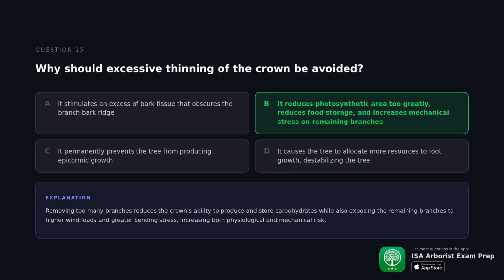The correct answer is, it reduces photosynthetic area too greatly, reduces food storage, and increases mechanical stress on remaining branches. Removing too many branches reduces the crown's ability to produce and store carbohydrates while also exposing the remaining branches to higher wind loads and greater bending stress, increasing both physiological and mechanical risk.